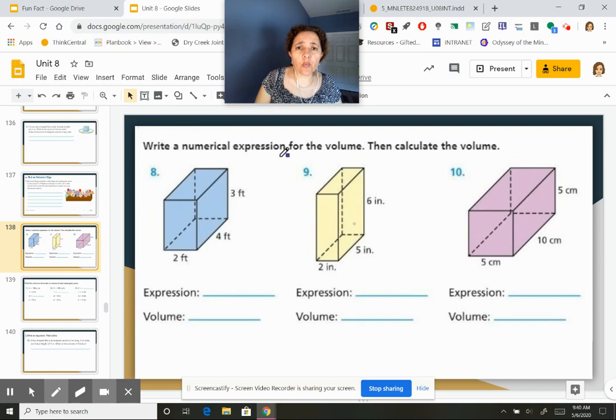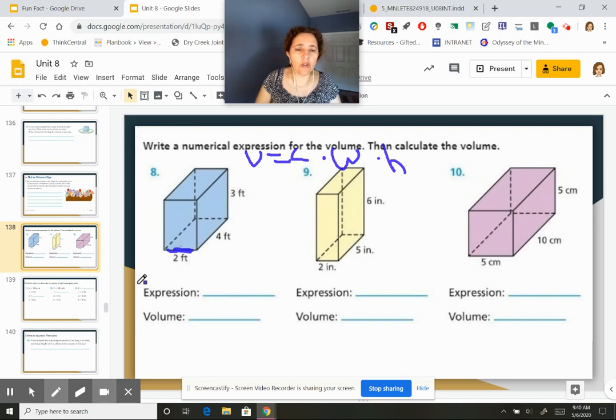But remember that an expression is the same thing as an equation, it just doesn't have the equal sign. So my expression for this would be, remember, volume equals length times width times height. I'm going to find my length on this first one, and I see my length is 2 feet, and I'm going to color it in one color.